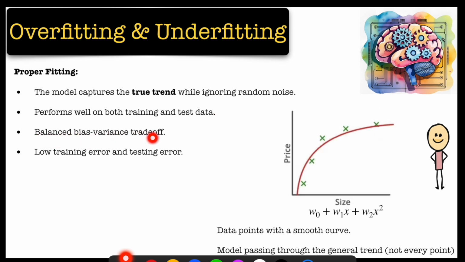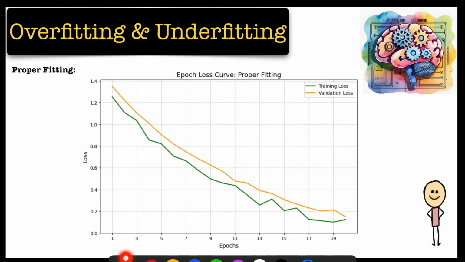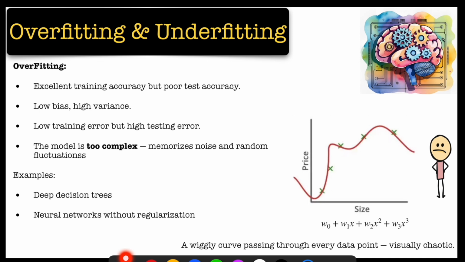It has a balanced bias-variance trade-off, and it will have low training error and testing error. Of course, it is trying to capture the general trend in the data, so it will perform well for training and test data both, and the training error and testing error both will be low here. In the case of proper fitting, you see the training loss and the validation loss both are decreasing. So we have a proper fitting here. Now let's see overfitting. In the case of overfitting, we'll have excellent training accuracy but poor test accuracy.